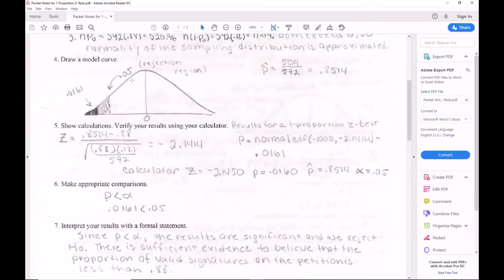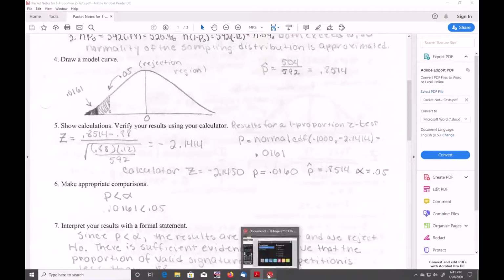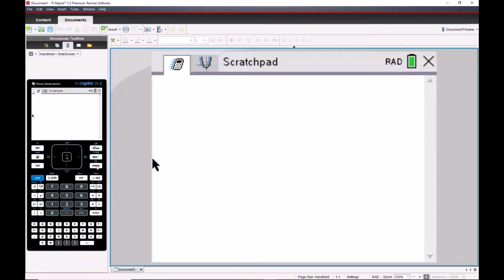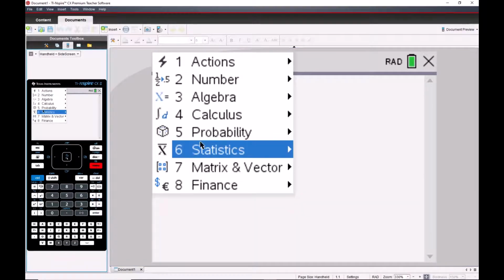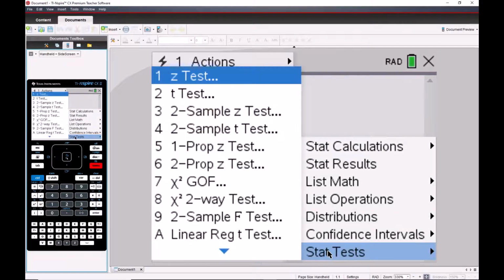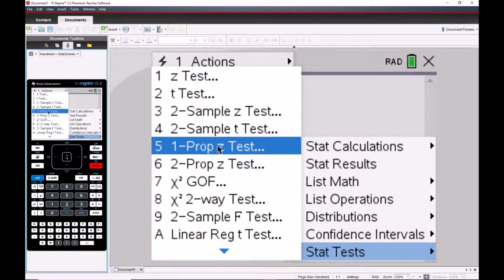That's going to be less than your alpha, right? Alpha is 0.05. All right, but we'll get to that. Now, calculating that z value and doing normal CDF are fine, but I would just revert to the calculator on this. So go to a calculate page and do menu, statistics, and all the way down to stat tests and one proportion z-test.